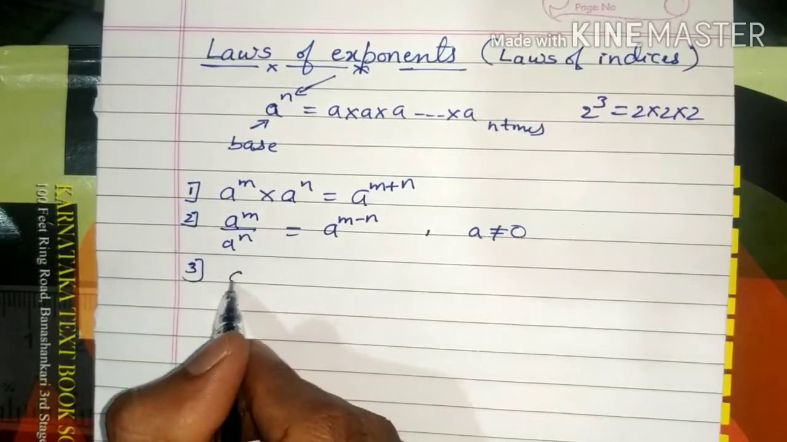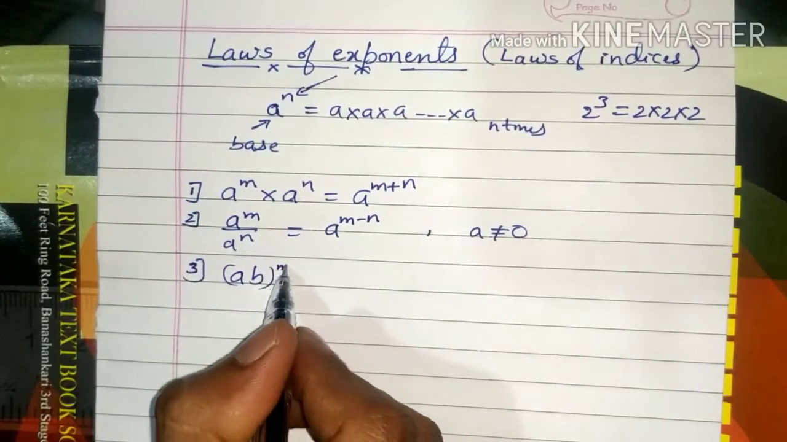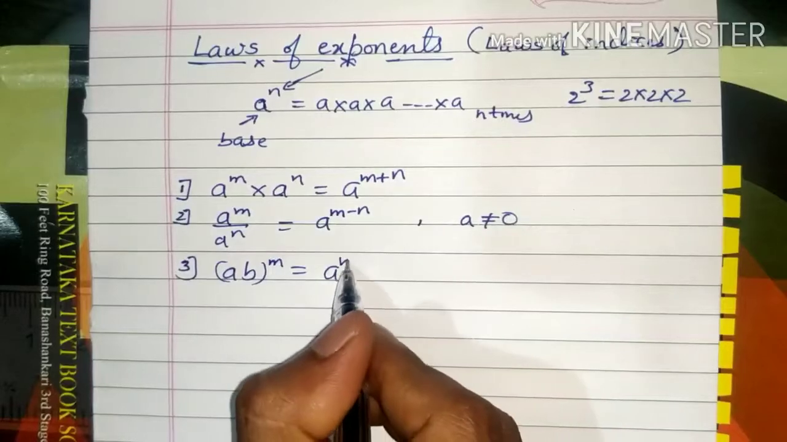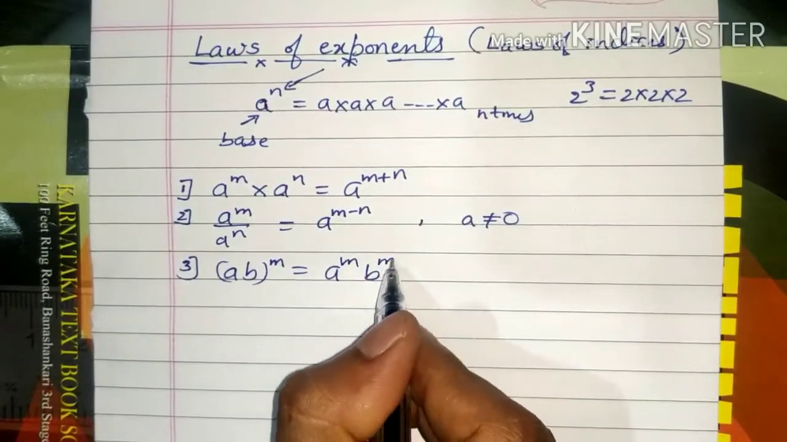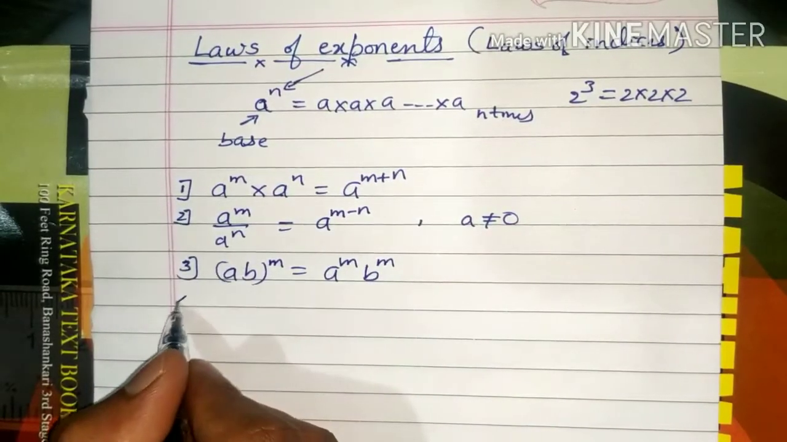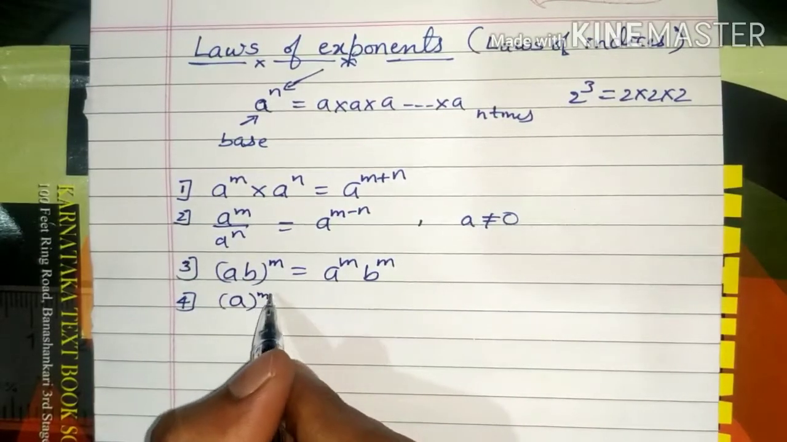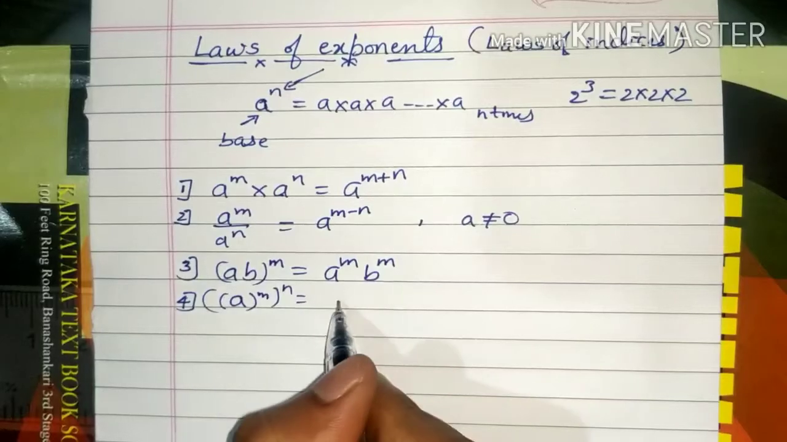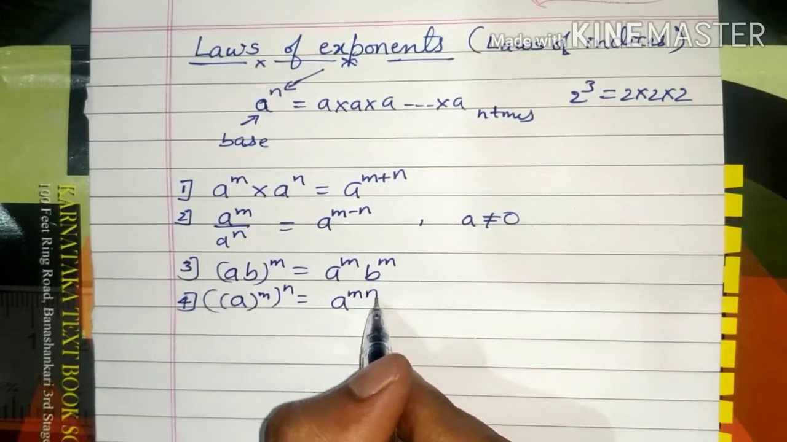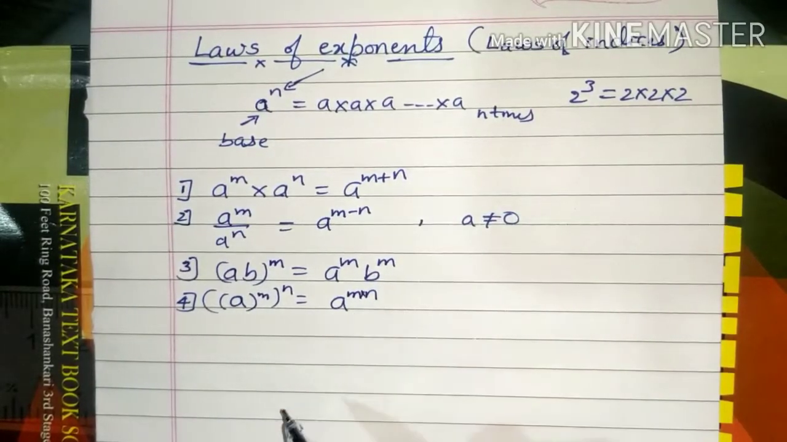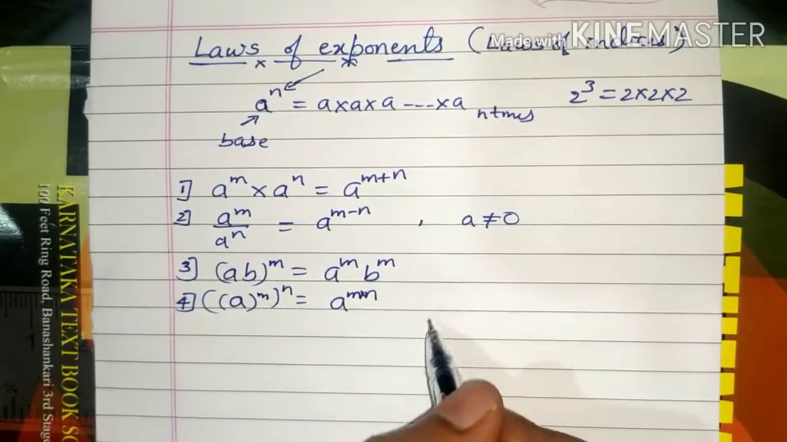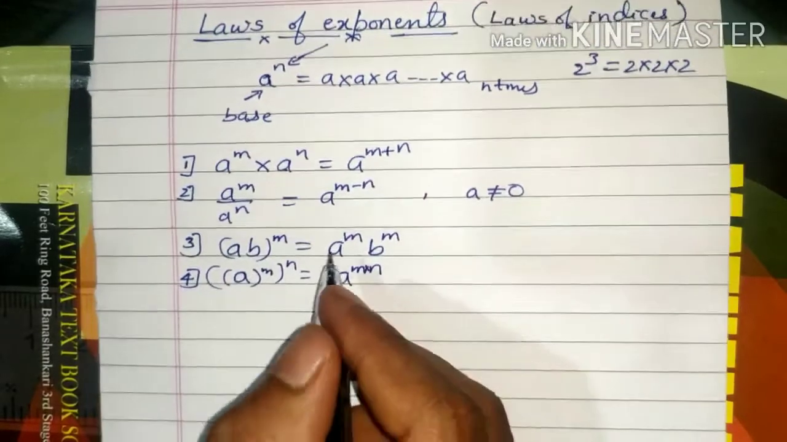Next one, a b whole raised to m is equal to a raised to m into b raised to m. Fourth one, a raised to m whole raised to n is equal to a raised to m into n. So these are the 4 laws of exponents.